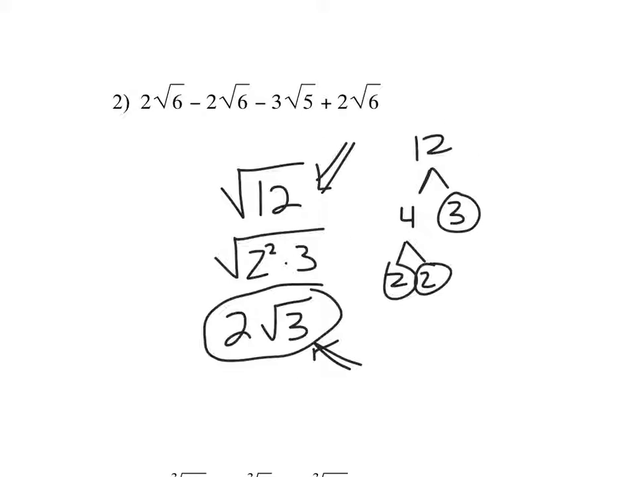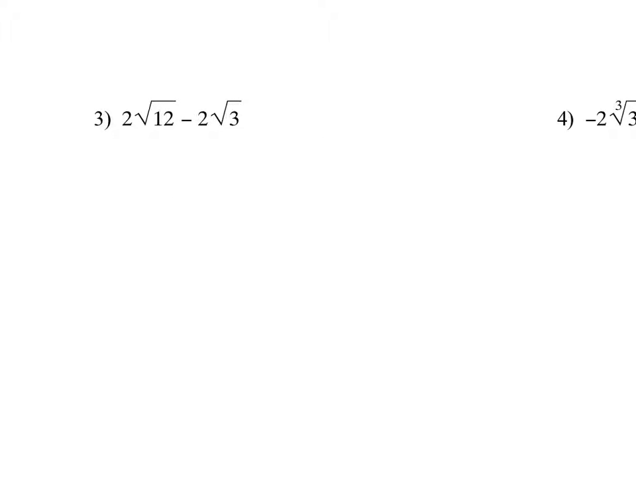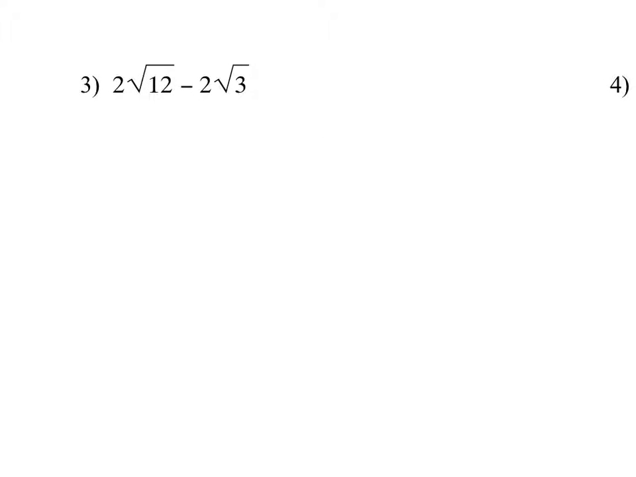Okay, so let's take a look at the very first example here. You see, 2 times the square root of 12 minus 2 times the square root of 3. Well, if I look at these two, are the numbers underneath the root the same? They are not. Are the indexes the same? They are. So because the indexes are the same and the number underneath the roots is not the same, right now I cannot combine those. But I do notice that I can break down 12.